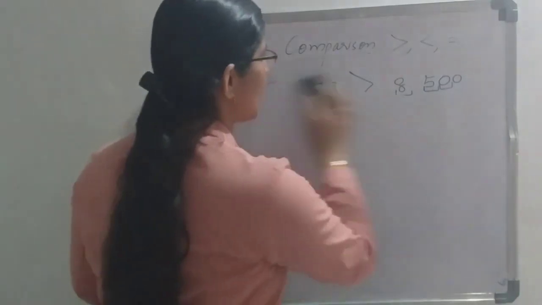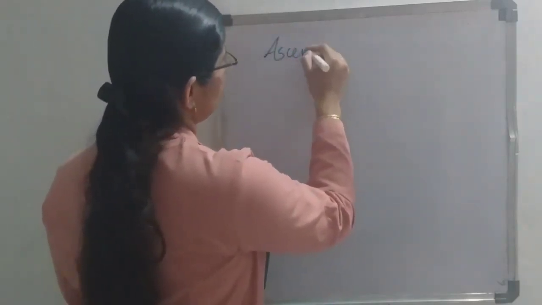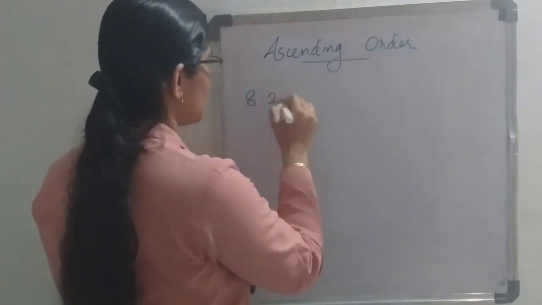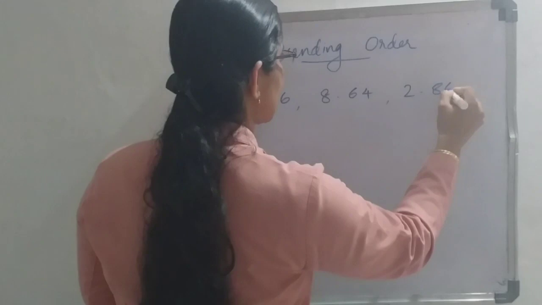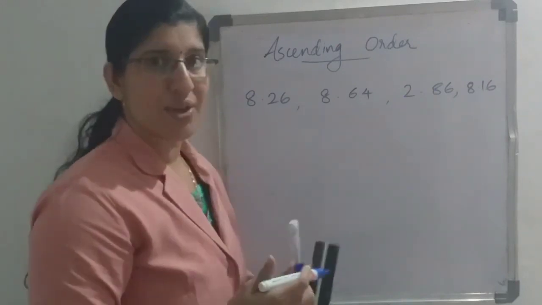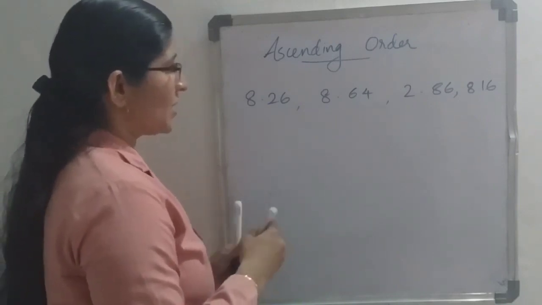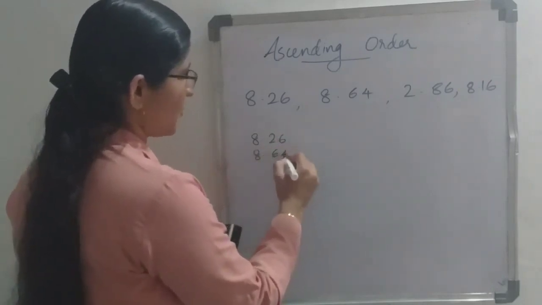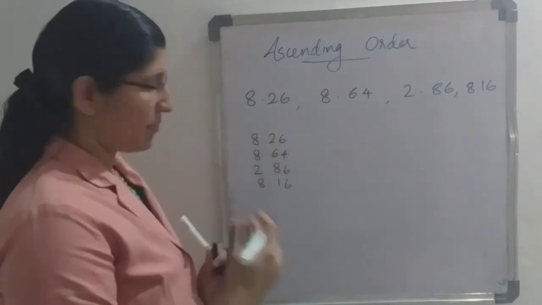Okay, so it is easy to study ascending and descending order also. First ascending order, very easy. For example, 8.26, 8.64, 2.86, 8.16. Okay, all have 6, isn't it? So by seeing that, you will get confused. So what you need to do, first you have to write them down in a vertical order: 8.26, 8.64, 2.86, 8.16. Then you just compare.